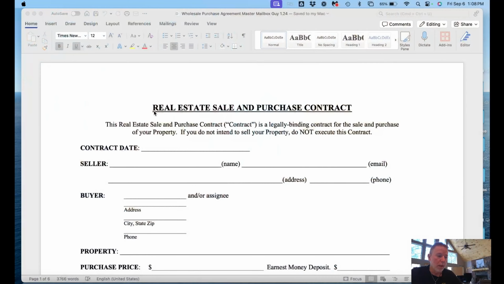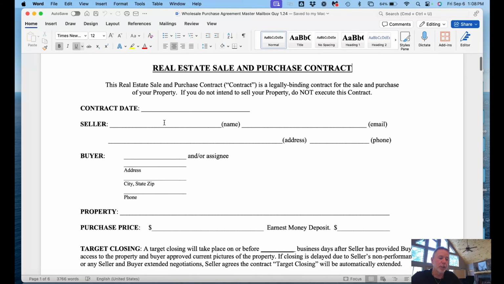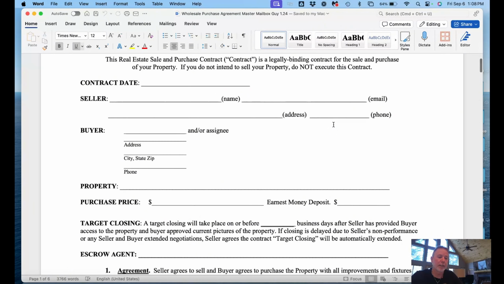Let me switch screens here. In this contract, I'm going to go through line by line. Some of it I'm going to paraphrase, some of it I'm going to read. Obviously it is a real estate sales and purchase contract. The first section, you just put in the contract date. The next section is simply the seller's name, email, address, and phone number, so you have their full contact information.